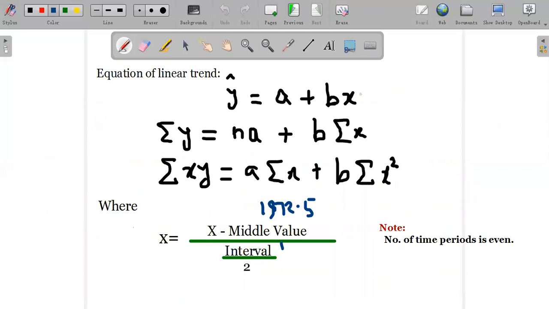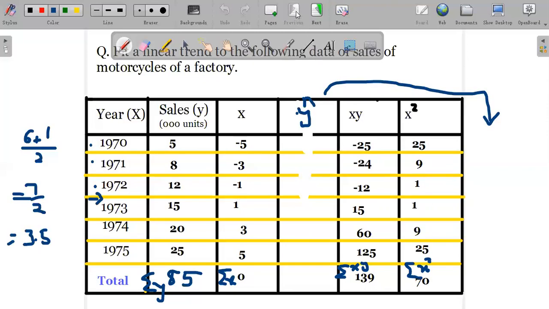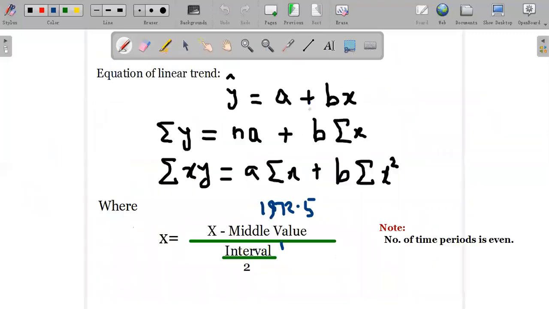So, summation x is equal to 0, see here. Then summation x is 0, so this one is 0, this one is 0. So no need to put them here. a and b are constants. So summation y is equal to na. Summation y was 85. 85 is equal to n, which is 6 here, 6a.